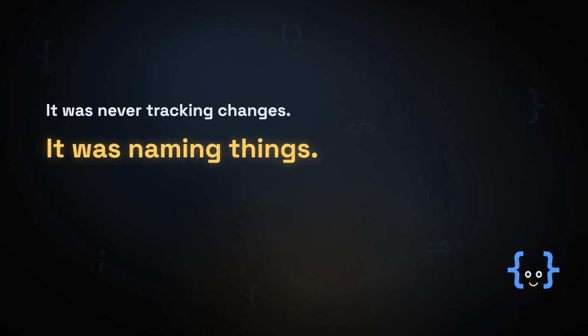Git isn't tracking your changes. It's storing snapshots and naming them by what they contain, then connecting those names into a graph. Once that clicks, the commands stop being magic spells and start being obvious moves on a structure you can picture. You're not memorizing Git anymore. Now you're just reading it.